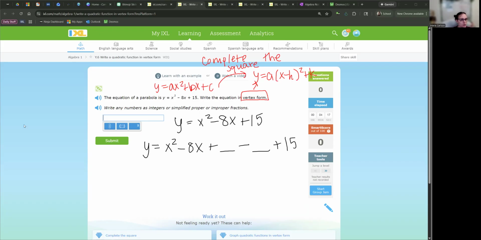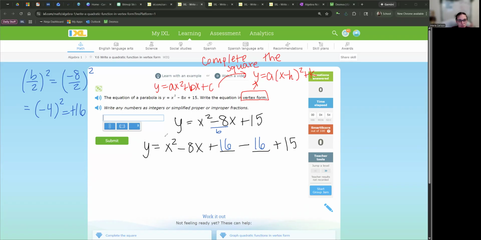So what is this number that we need to add and subtract? Well, that would be b over 2 squared. And our b value is -8. So we have -8 divided by 2 squared. -8 divided by 2 is -4 squared. And -4 times -4 is positive 16. So we're going to add 16 and subtract 16 because 16 minus 16 is 0. So we haven't really changed the equation at all. We've just rewritten it in a different way.